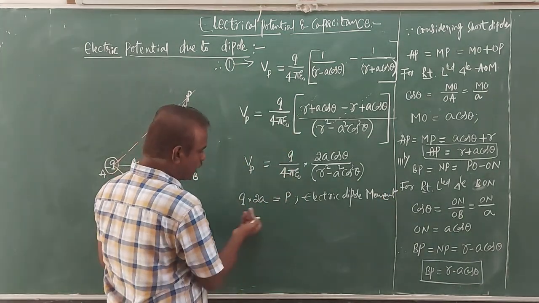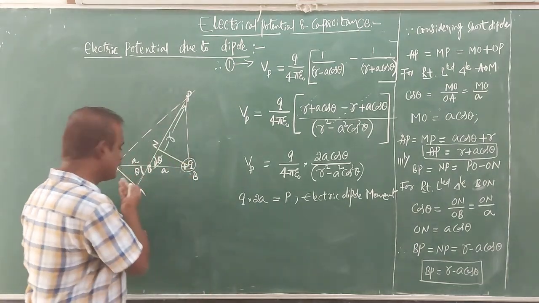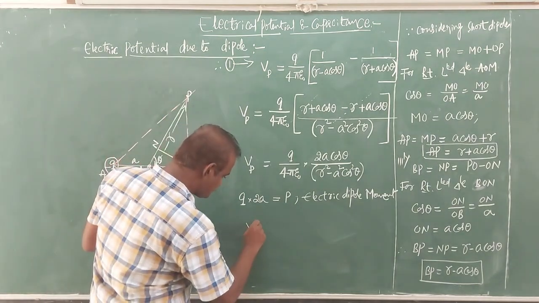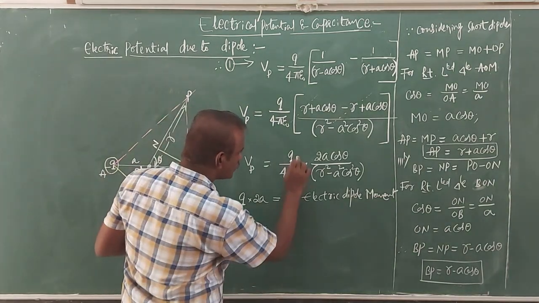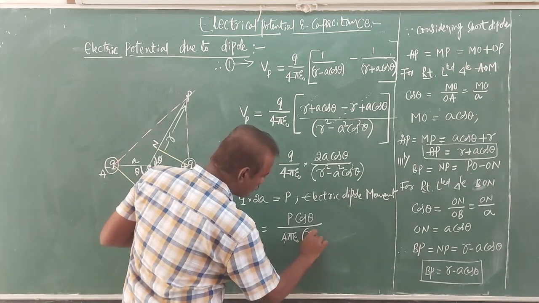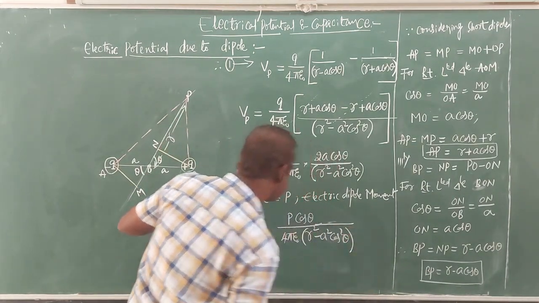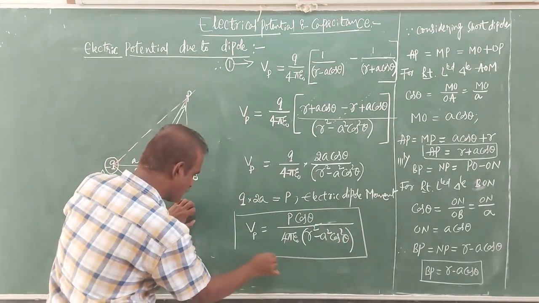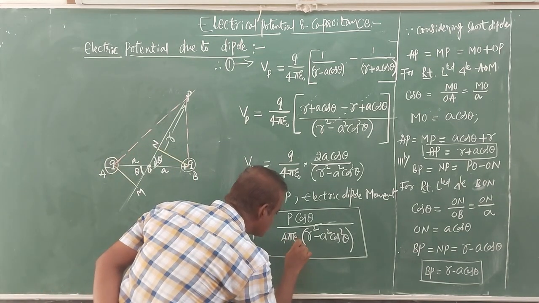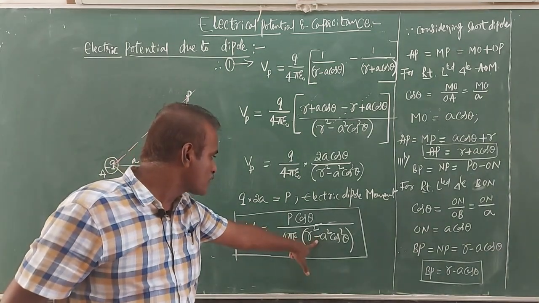And of course, it is the product of either of the charges into the length of the dipole, the magnitude of the charge and the distance between the charges. So I write p cos theta divided by 4 pi epsilon naught into r square minus a square cos square theta. This is the final result.